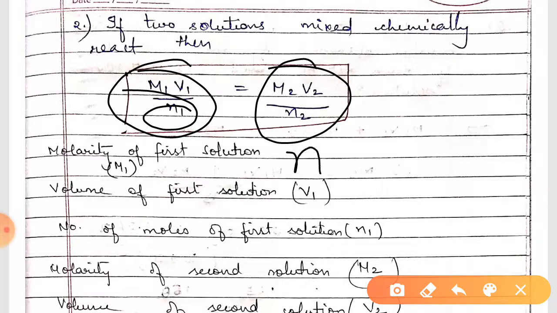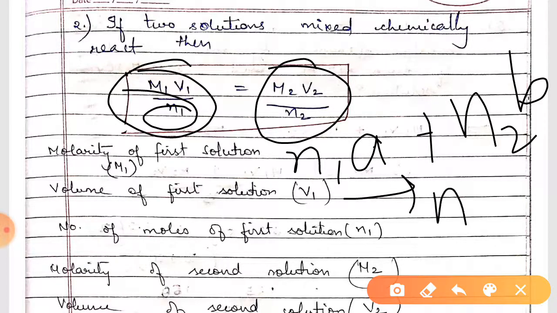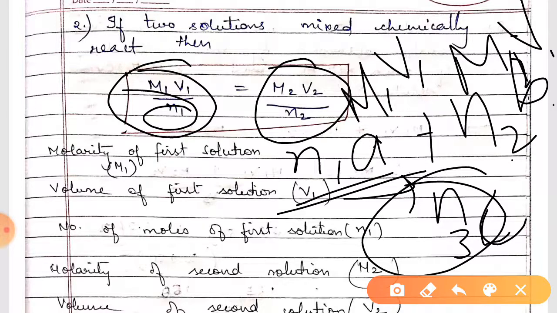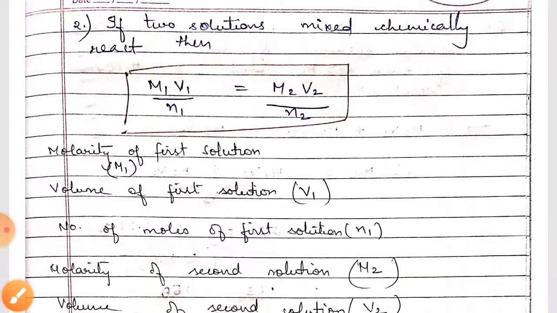N1, because I have N1 moles of A reacting with N2 moles of B to get N3 moles of C. So when two chemicals react, for this first solution I know its molarity and its volume; the number of moles will be known from the balanced equation. For the second solution, B, I know the volume and molarity, M2V2. So after the reaction, what would be the molarity?